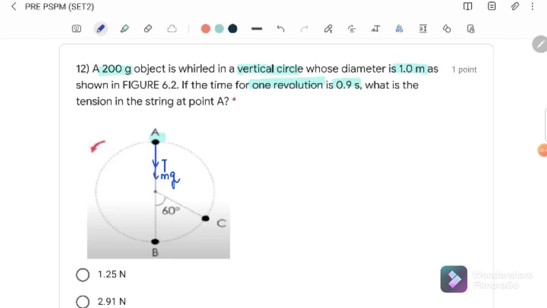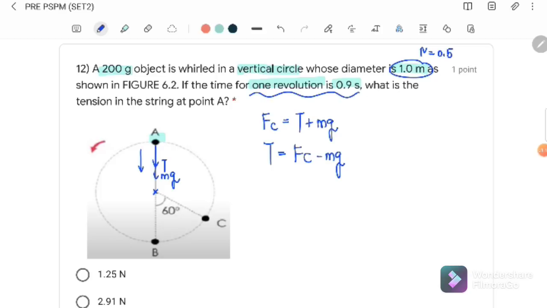Because this is moving in a circular path, our centripetal force is acting towards the center. So the equation that we will get is Fc equals tension plus mg, where tension is equal to Fc minus mg. Here we have the diameter, meaning that we can find the radius, where radius is equal to 0.5. The information they give us is 1 revolution in 0.9 seconds. Actually, they give us omega, where 1 revolution is equal to 2 pi in 0.9 seconds.